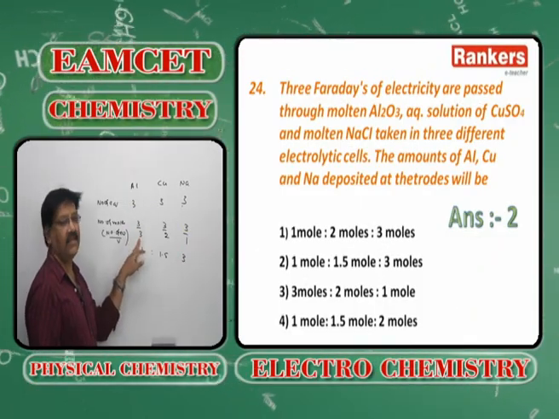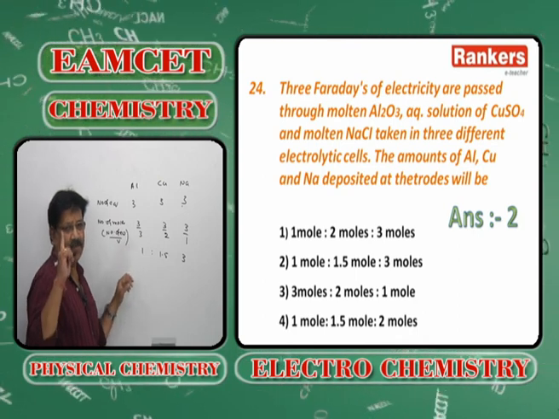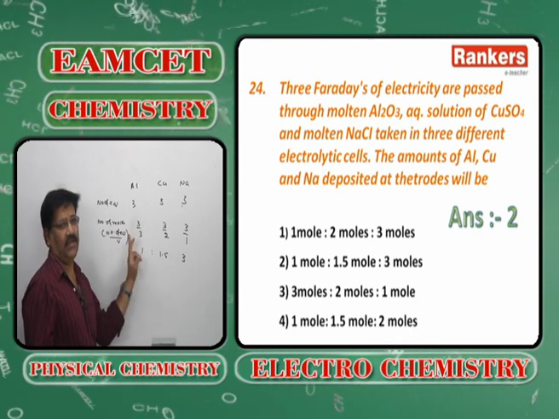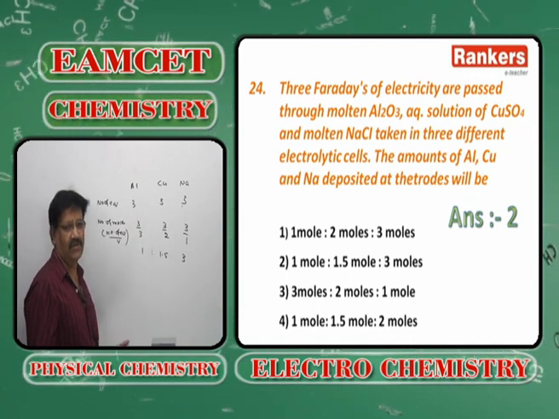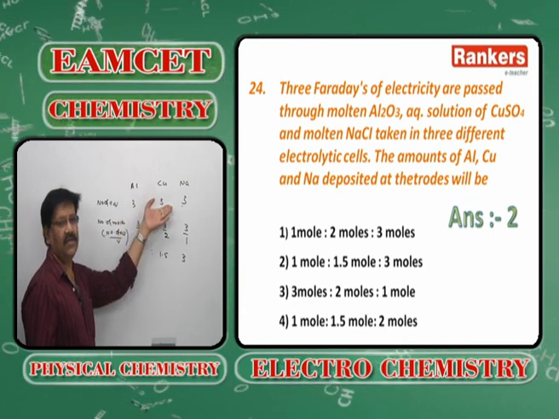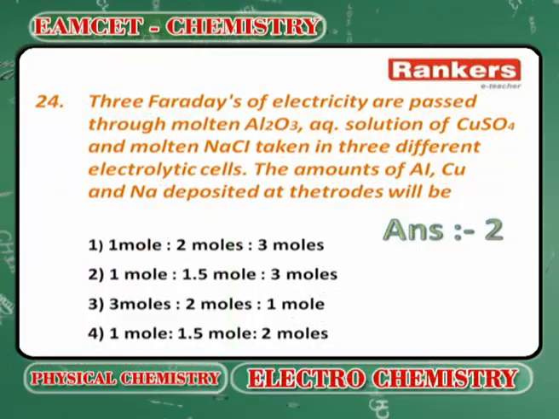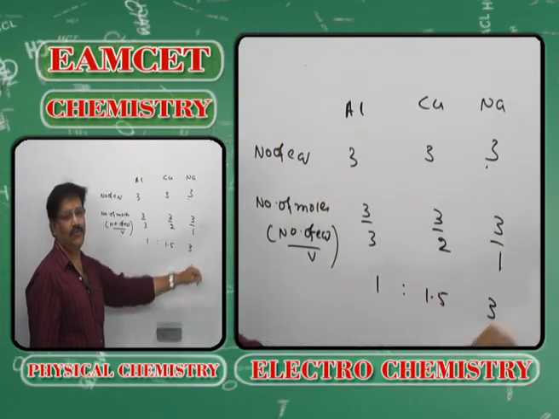So what is the valency? The number of electrons required for the deposition of 1 mole of the element at the respective electrode is called valency. Aluminum requires 3 electrons, copper requires 2 electrons, sodium requires 1. That is why their valencies are 3, 2, 1.